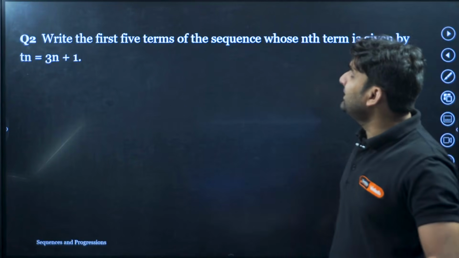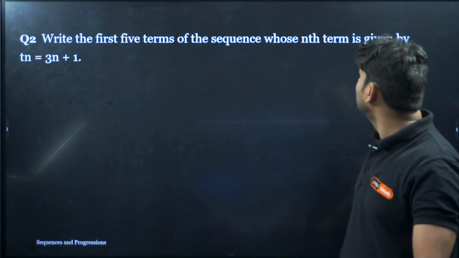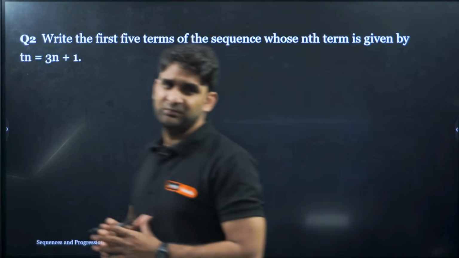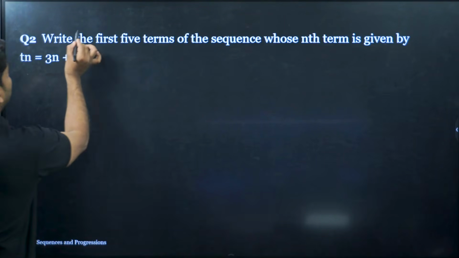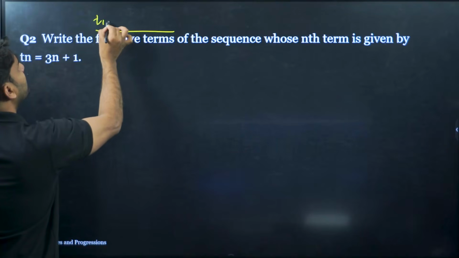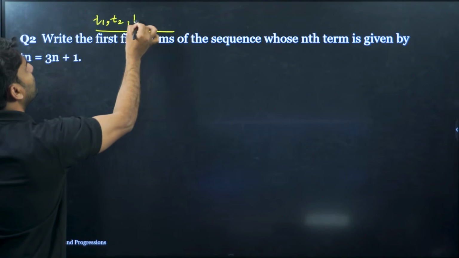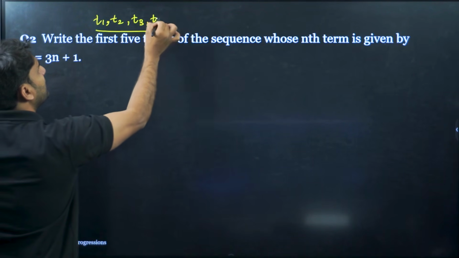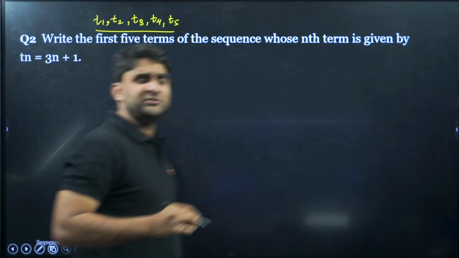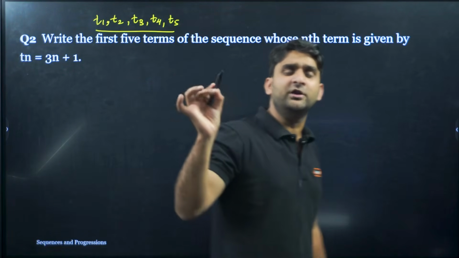Question number 2. Write the first 5 terms of the sequence whose nth term is given by Tn is equal to 3n plus 1. Very easy. So my dear, listen. Write the first 5 terms. So what will be the first 5 terms? T1, T2, T3, T4 and T5.